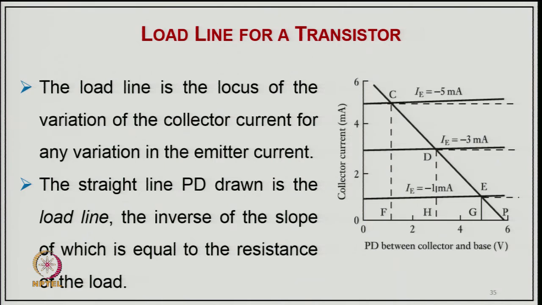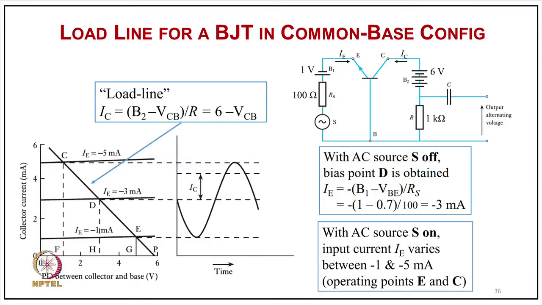So, the load line is the locus of the variation of collector current for any variation in emitter current, and the straight line drawn is the load line, and the inverse of its slope is equal to the load resistance. Because this has a negative slope, we have to take the inverse of this, and that we call the load line. You can just see here what we have as the load line.